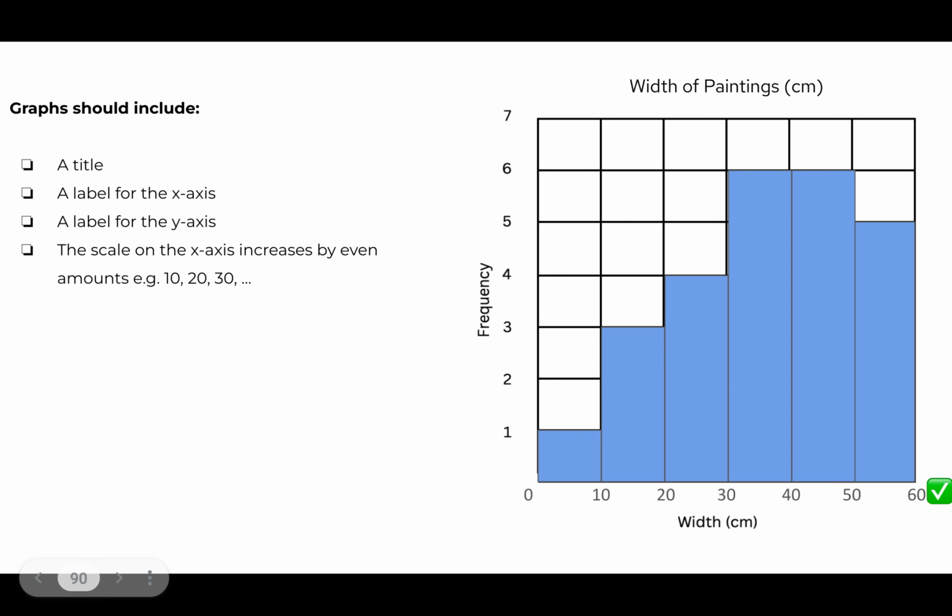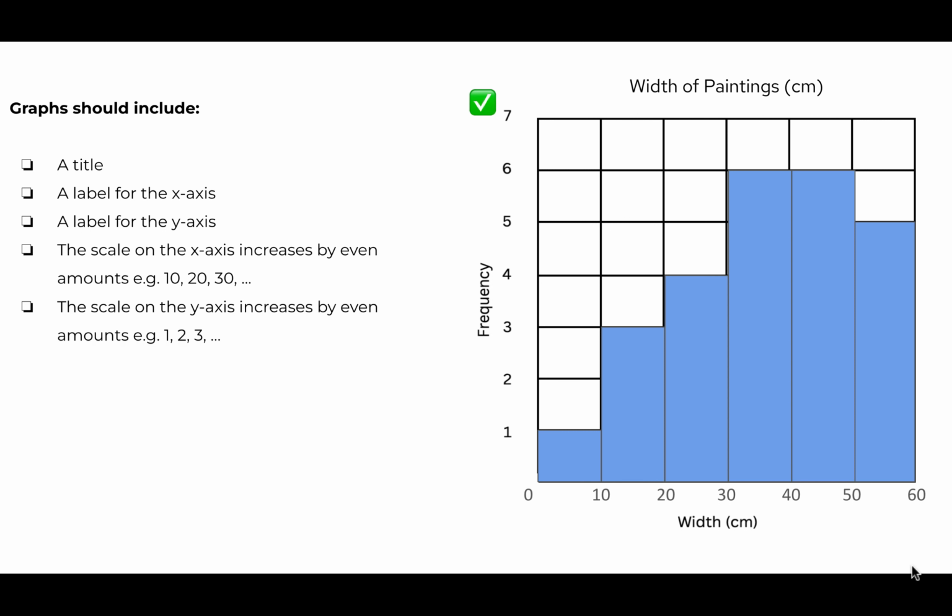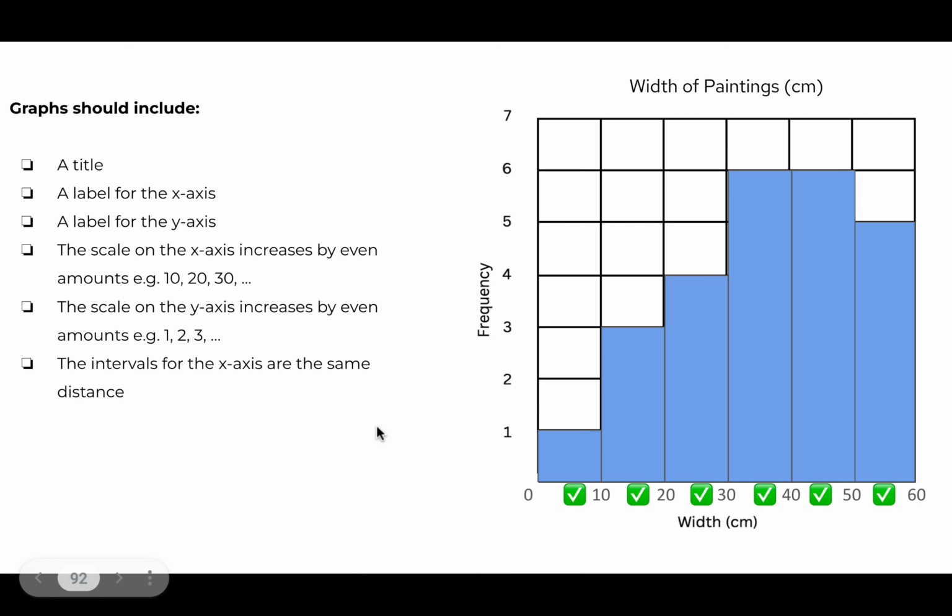The scale on the x-axis should increase by even amounts. So notice I'm counting by tens. 10, 20, 30, 40, 50, 60. And the same for my frequency. They have to be equal amounts, and I'm counting by ones. 1, 2, 3, 4, 5, 6, 7.